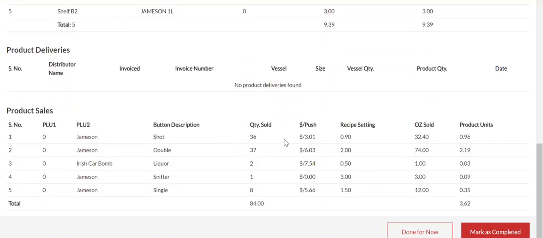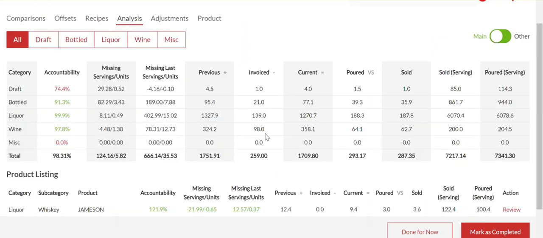On the sales side, now that we have a record of what was sold and what the recipe of each button is, we can multiply the quantity by the recipe amount and determine what the ounces were sold and convert that into units. So that for each product at your bar, or Jameson in this case, we can determine how many servings were sold and what was poured in real life. This is an unusual situation where we actually sold more than what we poured.